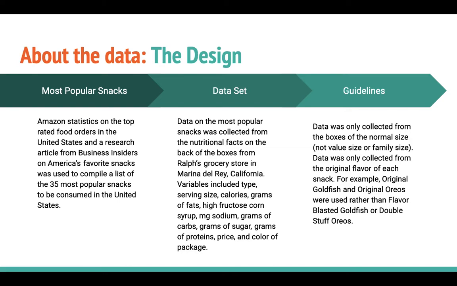And then some guidelines for our data collection. We only collected data from the boxes of the normal size. So for example, we didn't use the value size or the family size. Secondly, we only used the original flavor of each of these popular snacks. For example, for the popular snack Goldfish, we only used the original Goldfish rather than the flavor blasted Goldfish. And for Oreos, we used original Oreos rather than double stuffed Oreos.